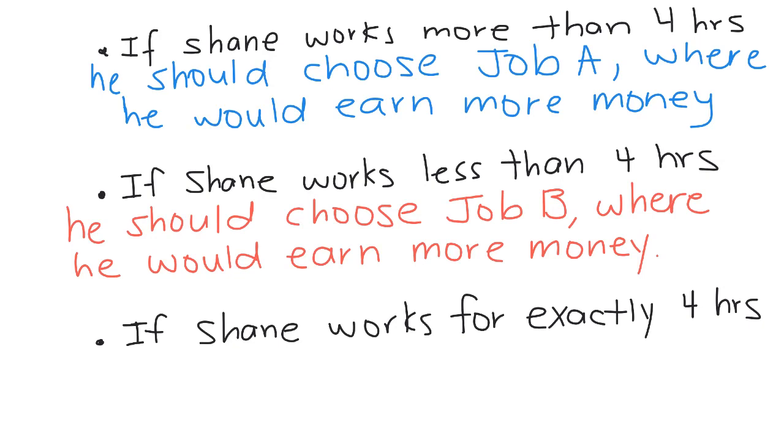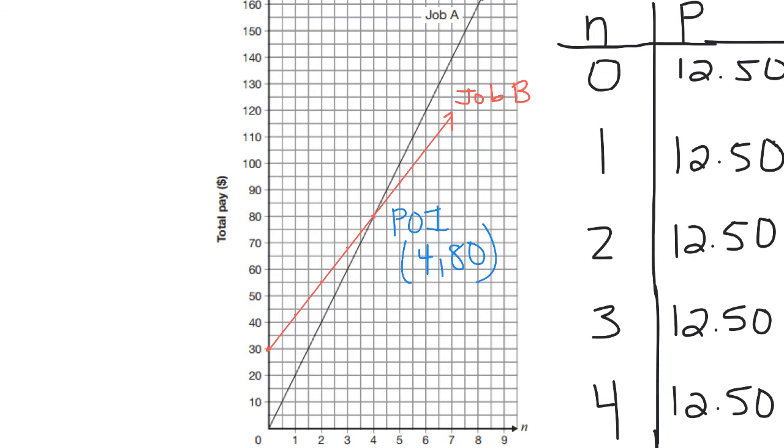So going back to our conditions, I've put in our answer and I've stated if Shane works less than 4 hours, he should choose job B where he would earn more money. Our third and final condition was if Shane were to work for exactly 4 hours. So no more, no less, exactly 4 hours. And at the 4-hour mark, Shane earns $80 for job A, but he also earns $80 with job B. So at the 4-hour mark, he earns the same amount of money for both job A and job B, so it doesn't matter which job he chooses.